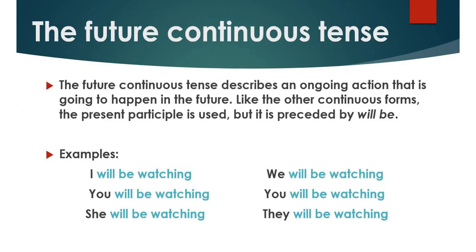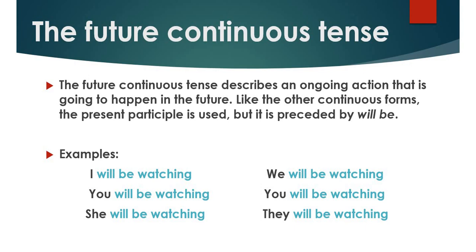For the future continuous tense. The future continuous tense describes an ongoing action that is going to happen in the future. Like the other continuous forms, the present participle is used, but it is preceded by will be.